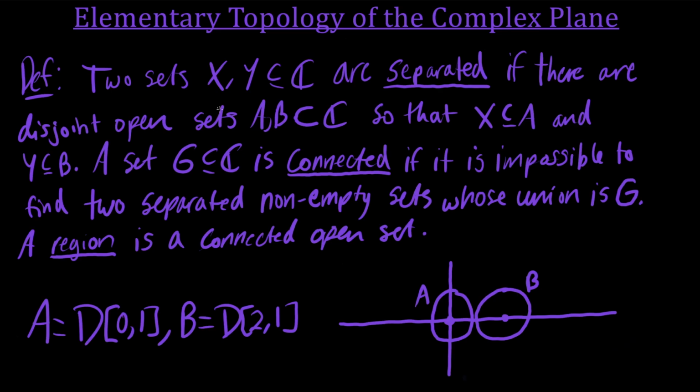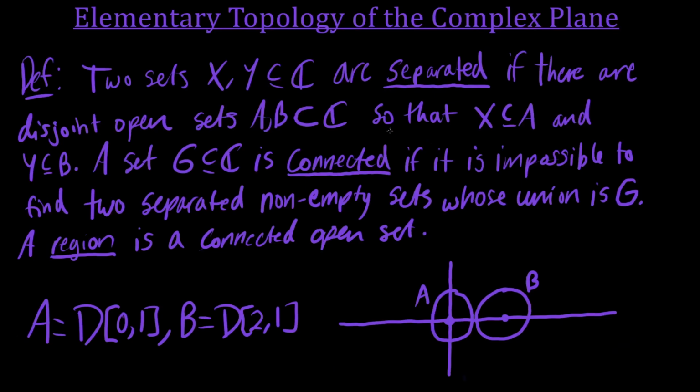Well, let's consider X first. Is X a subset of A? Well, it's pretty obvious here that A contains all of X. The only point in which A could potentially not contain a point in X is at 1. But since X doesn't contain 1, it excludes 1. Well, the open disk centered at 0 with radius 1 does contain X. And so X is a subset of A. And the same logic applies for Y being a subset of B. And so since we identified two open sets A and B, such that X is a subset of A and Y is a subset of B, X and Y are separated.